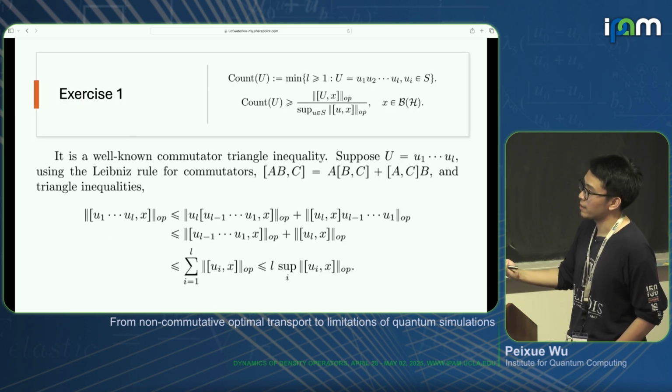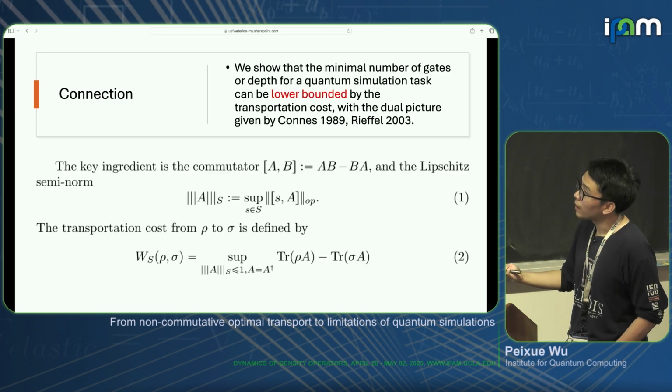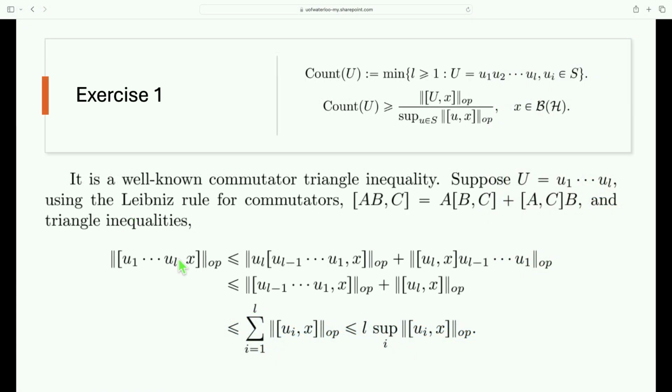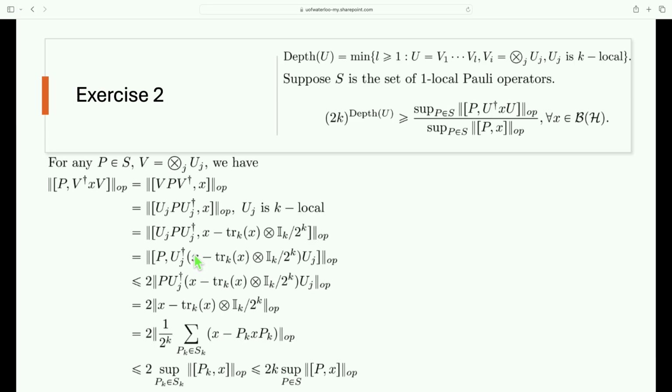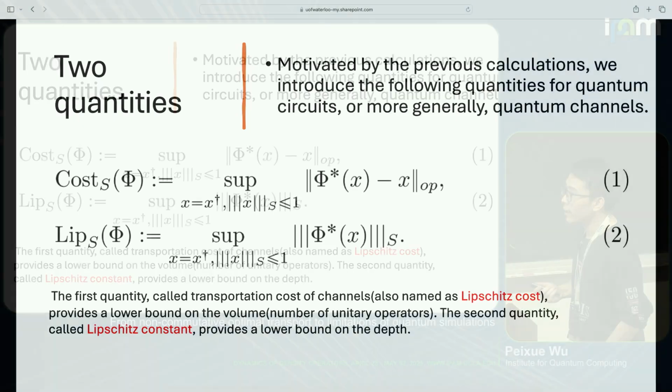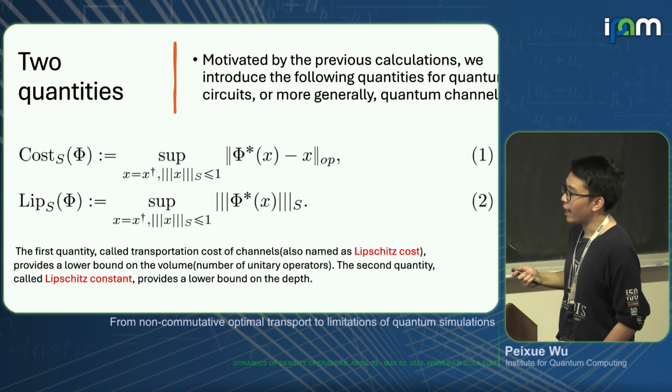I think I want to mention this part. This unitary commutator operator norm is exactly the unitary as a super operator acting on x minus x. So you talk about these two quantities which play a crucial role in getting lower bounds on the quantum simulation task. And these two quantities have some names.